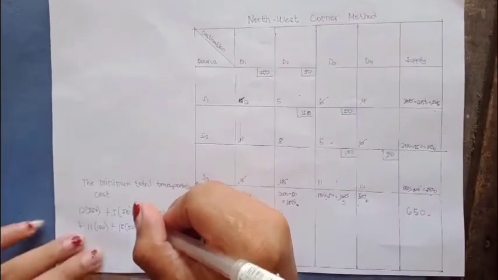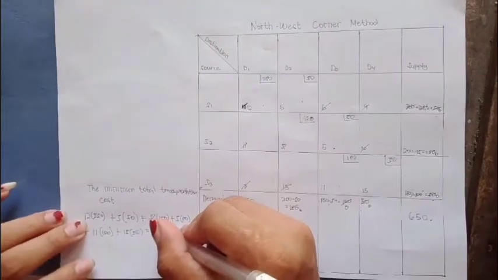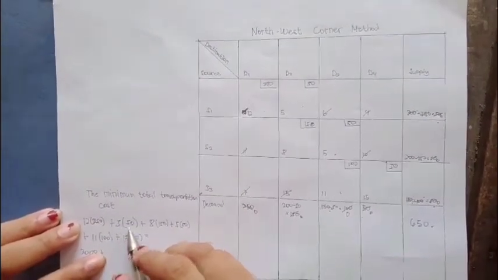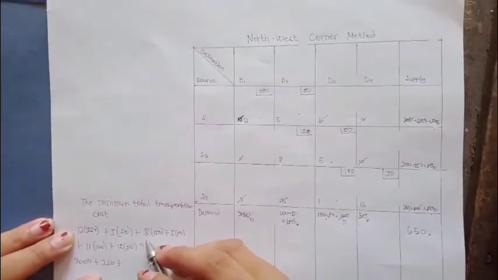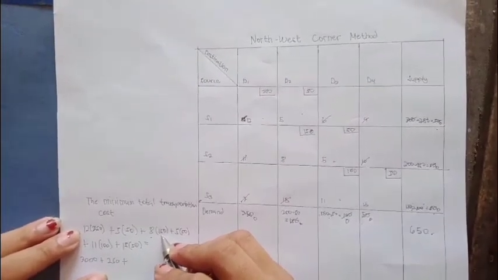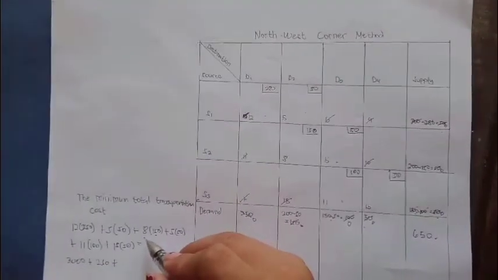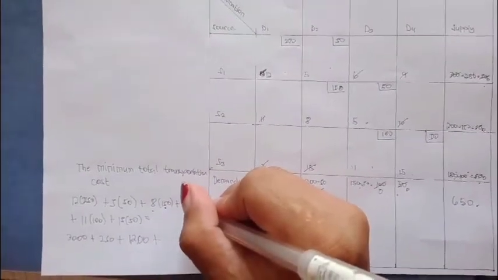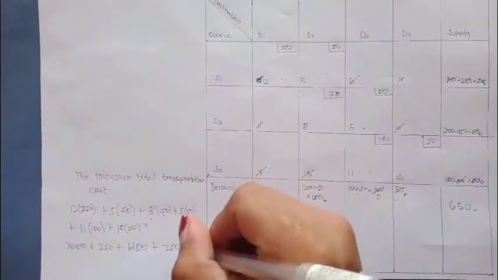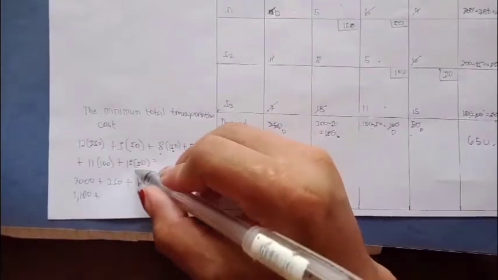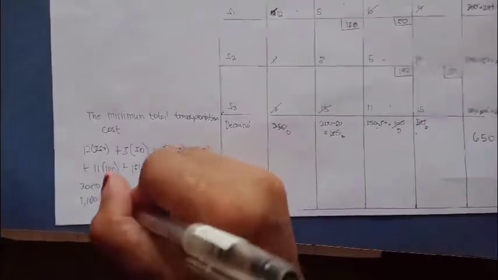So we need to total this. 12 times 250 is equal to 3,000, plus 5 times 50 is equal to 250, plus 8 times 150 is equal to 1,200, plus 5 times 50 is equal to 250, plus 11 times 100 is equal to 1,100, plus 15 times 50 is equal to 750, and the total is 6,550, and this is our total cost.